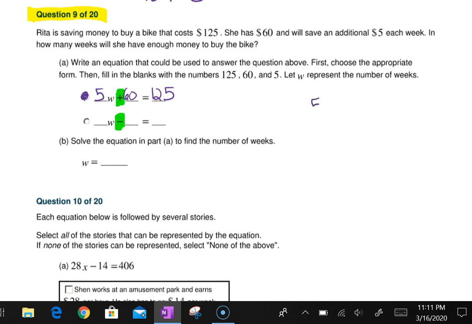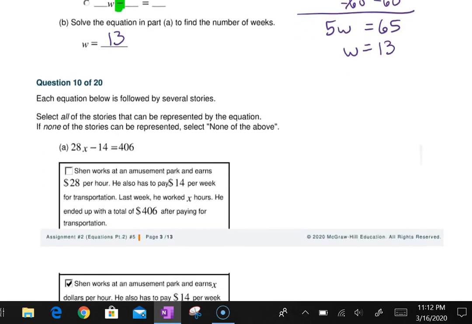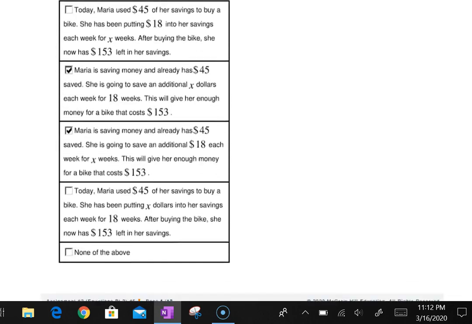Now they want us to solve it, so I'm going to say 5W plus 60 equals 125, and I'm going to subtract 60 from both sides. That's going to make 5W equals 65, and W equals 13. It'll take her 13 weeks to buy that bike.